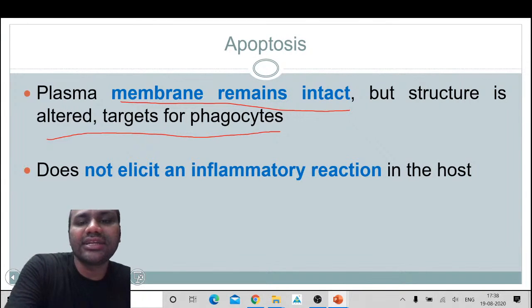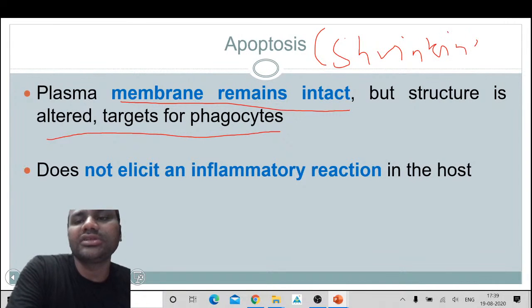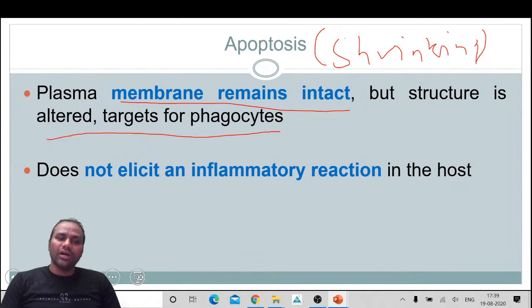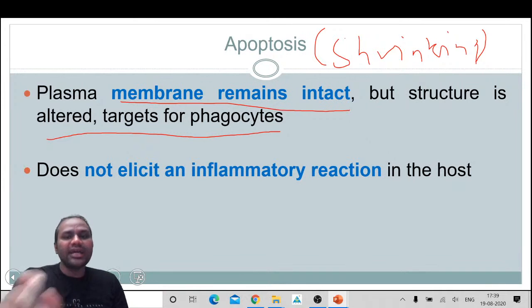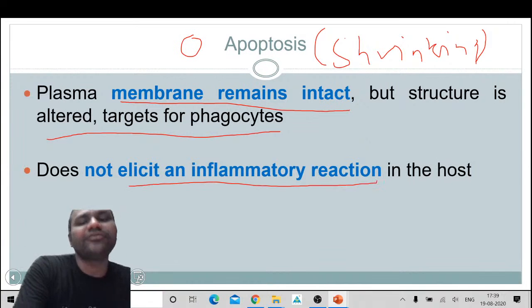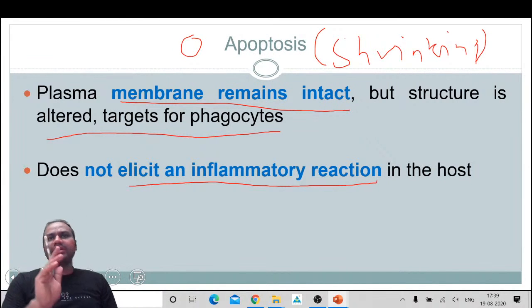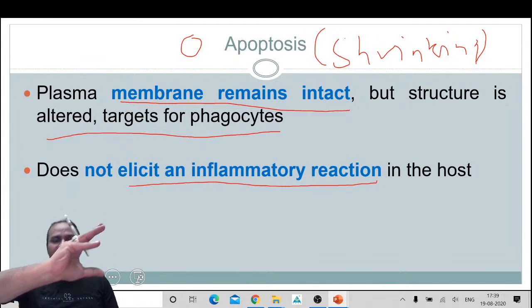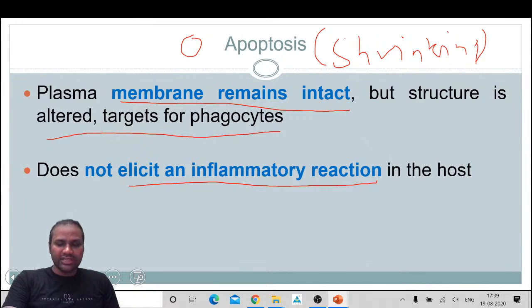We know that shrinking occurs, the cell size decreases. Whenever there is shrinking, the structure will be altered, and that shrunken cell will be a target for phagocytosis. And remember, it will not elicit any kind of inflammatory reaction. In necrosis there was an inflammatory reaction, but here there is no inflammatory reaction. In apoptosis there is shrinkage of the cell, but in necrosis there was an increase in the size of the cell. So these are very important differences between the two types of reaction.